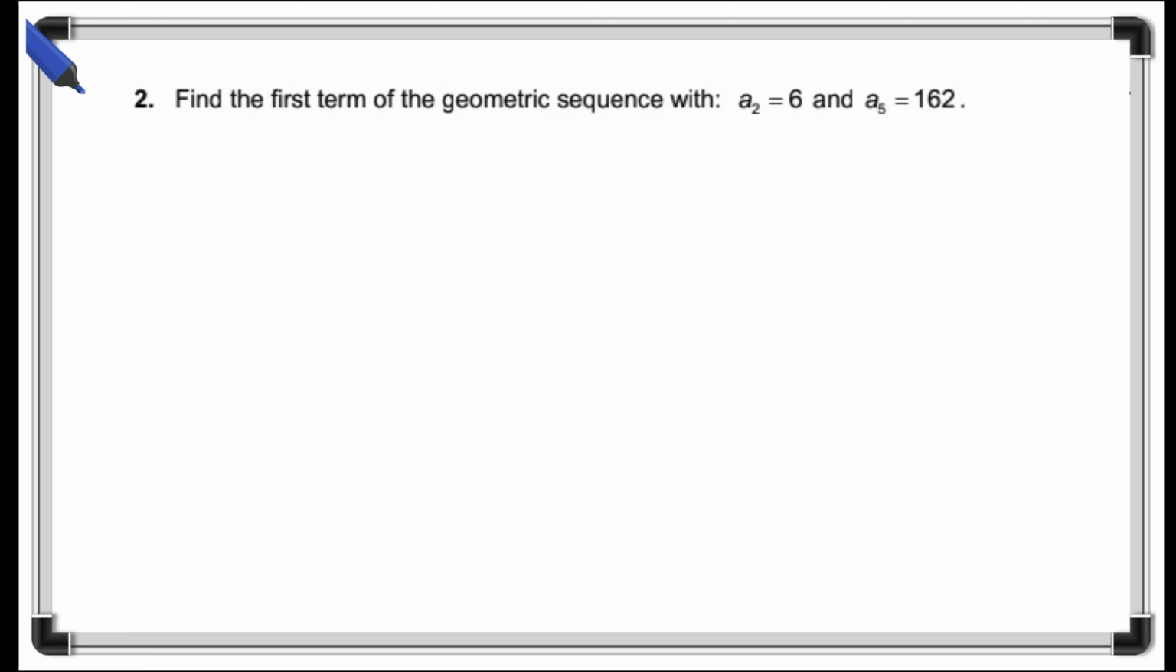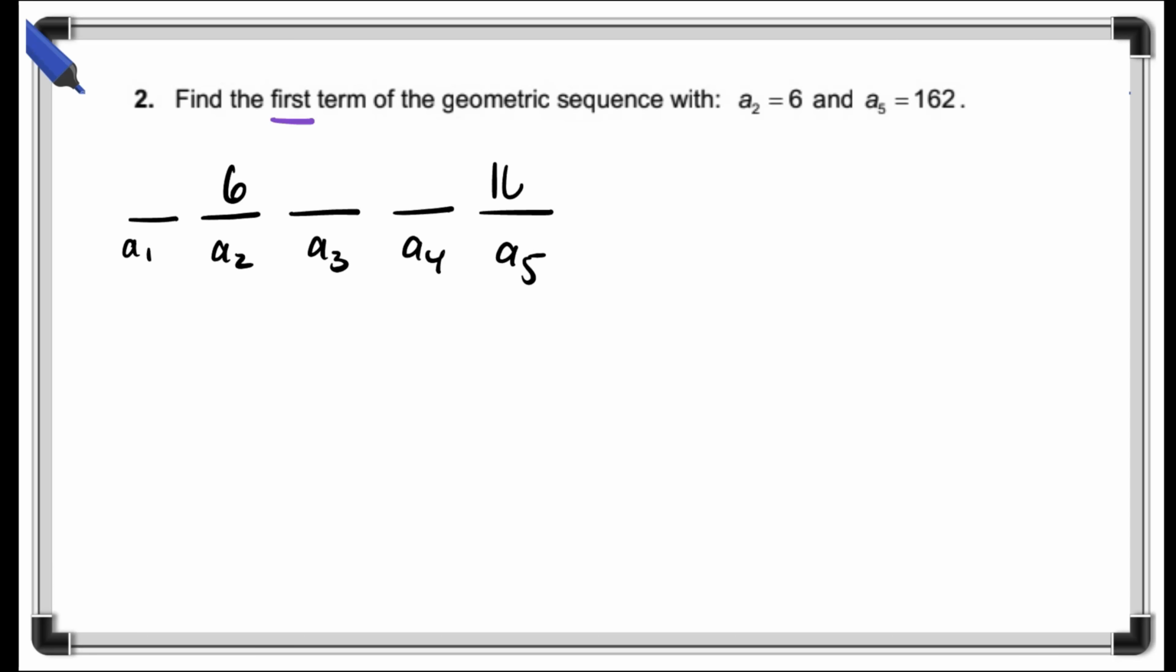Okay, here in this question, you are finding the first term of this geometric sequence, and you're given two data values, or two terms, right? What we're going to do is just write what we know. So we have a sub 2, which we know is 6. And then we also know a sub 5, which is 162.